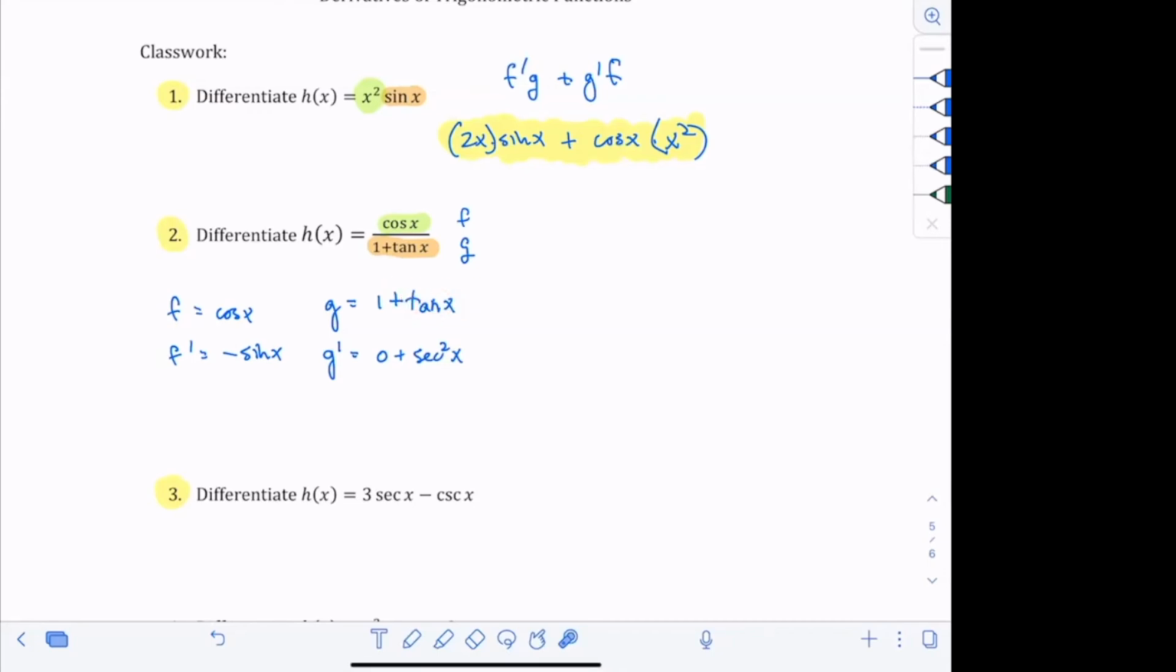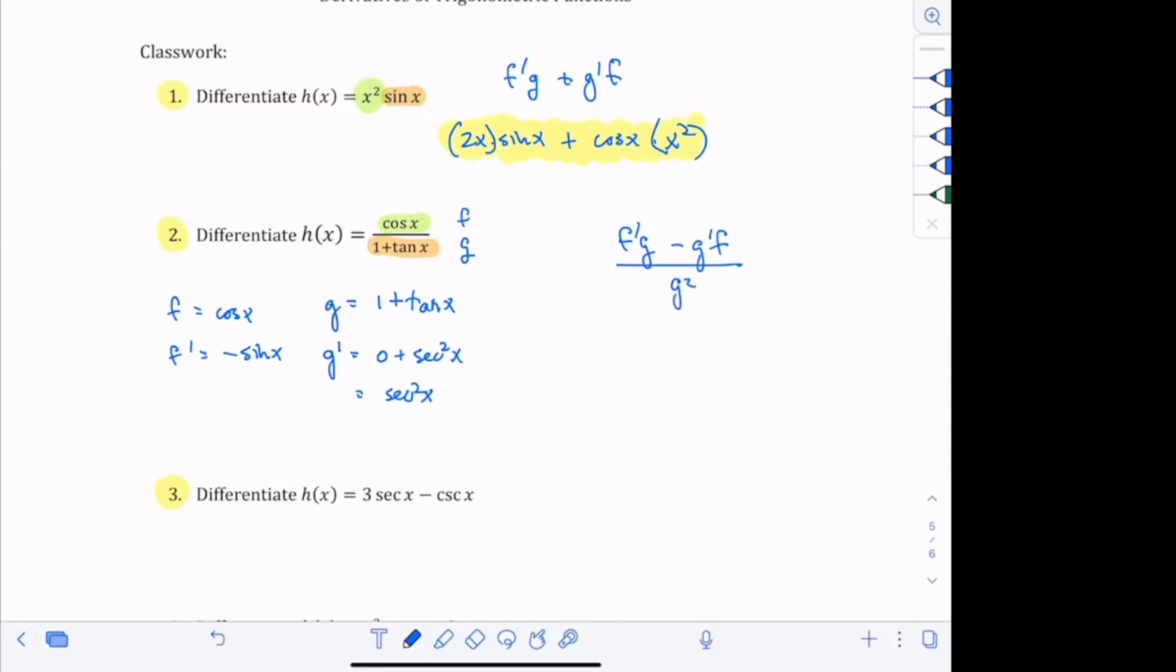And then the something is the secant x. Okay. So you don't really have to write the 0 plus. I'm just trying to show you how we end up with just secant squared x. And now we just want to put it all together. So the quotient rule says the derivative is equal to f prime g minus g prime f over g squared.